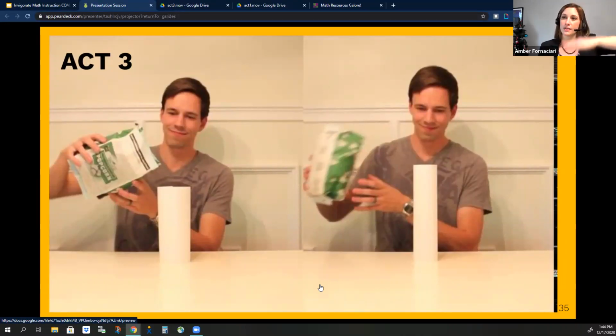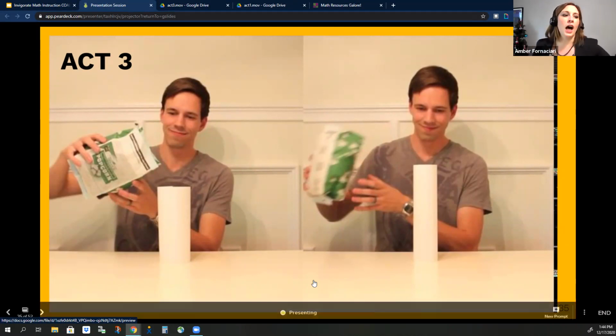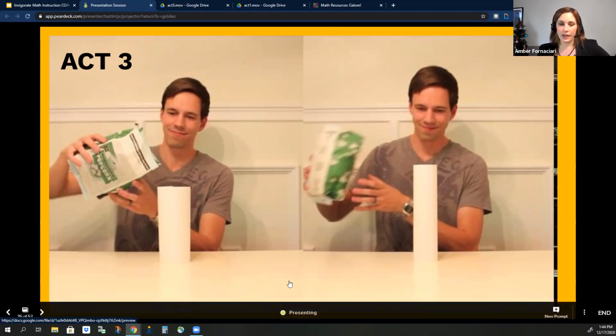But you can then start to talk about how volume and capacity are different, right? And it depends on what you're putting in there. Would there be more water still if you used water instead? Lots of conversation about the problem solving and how you could use this.